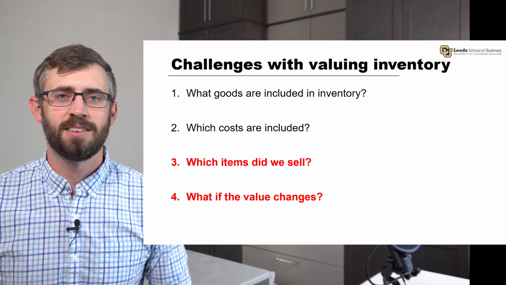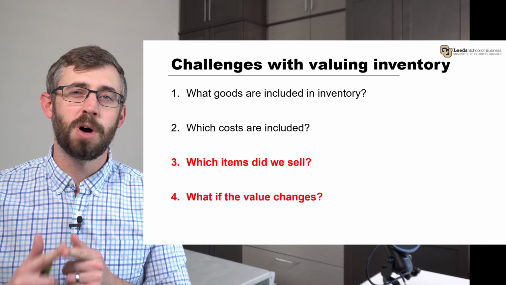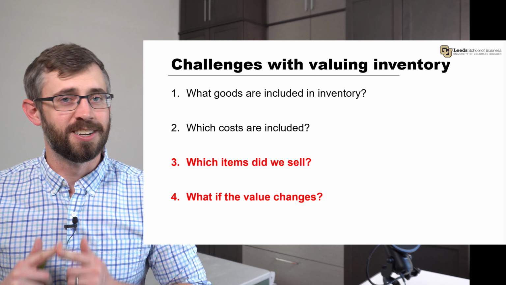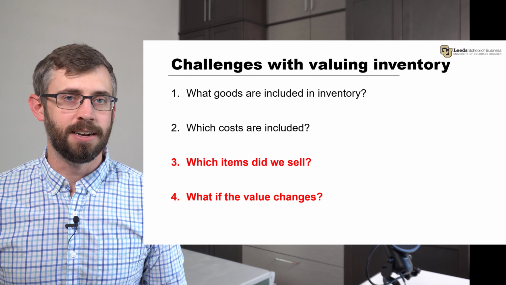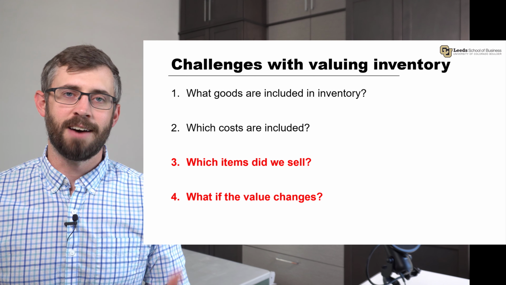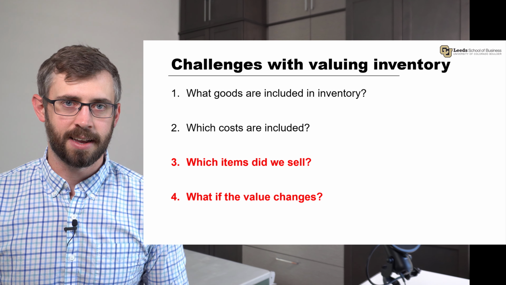So in the next couple classes, we're going to talk about our final two questions of what items did we sell. That is a much more complicated question to answer than you might imagine. And we're going to talk about what happens if the value of our inventory changes. What if we have a product in our warehouse and suddenly nobody wants to buy that thing anymore? What do we do in that case?